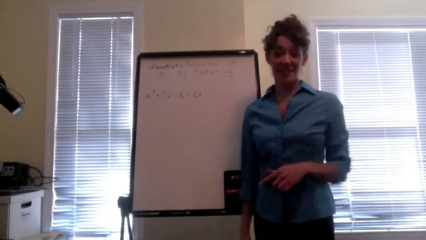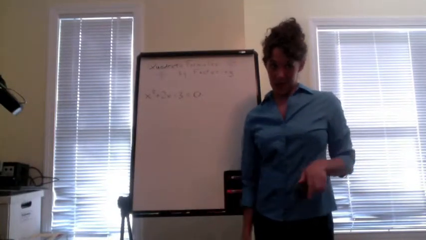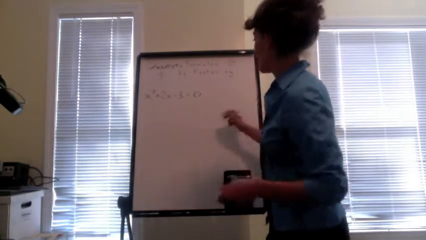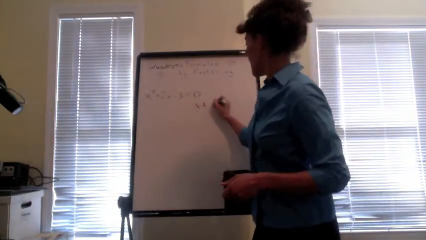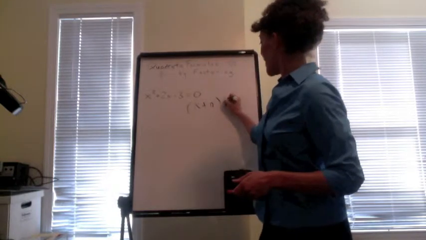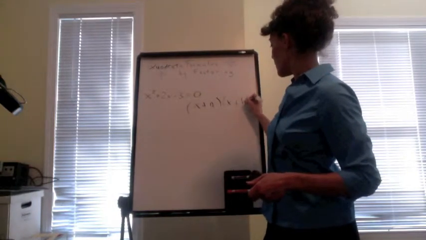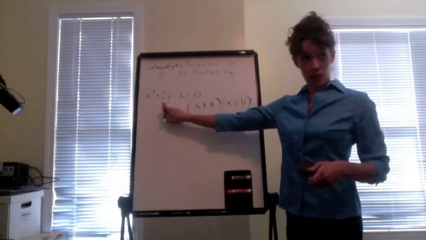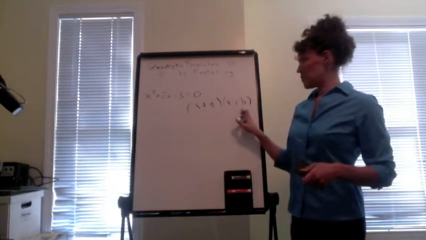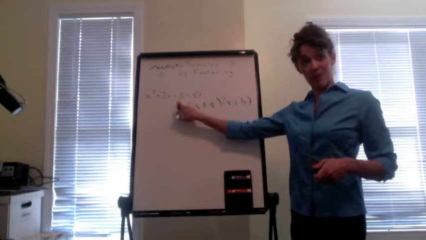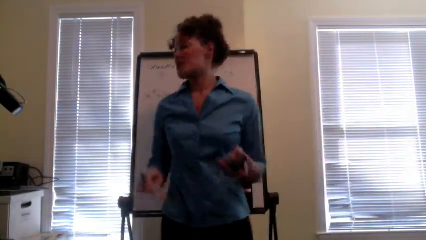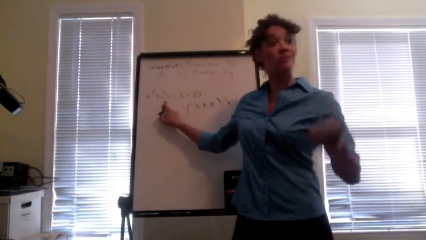In any case, with a little guesswork, this should be a breeze. We're going to put this equation in the form x plus a times x plus b, where a plus b equals 2 and a times b equals negative 3. So let's think for a minute. What two terms, when you add them together, give you 2?